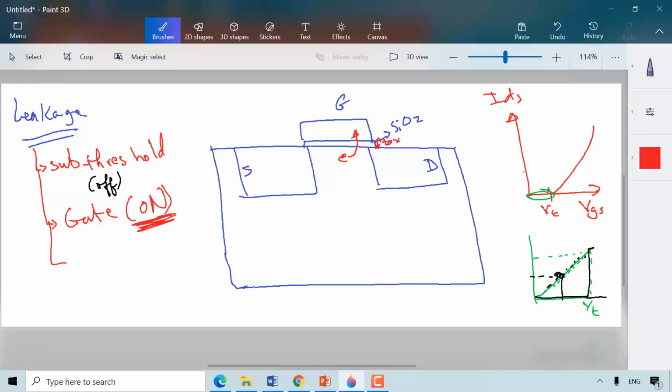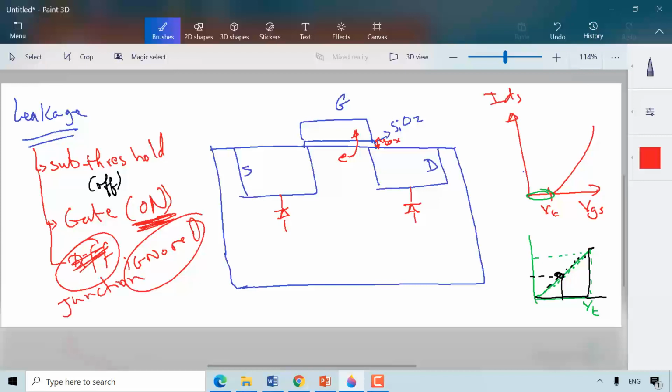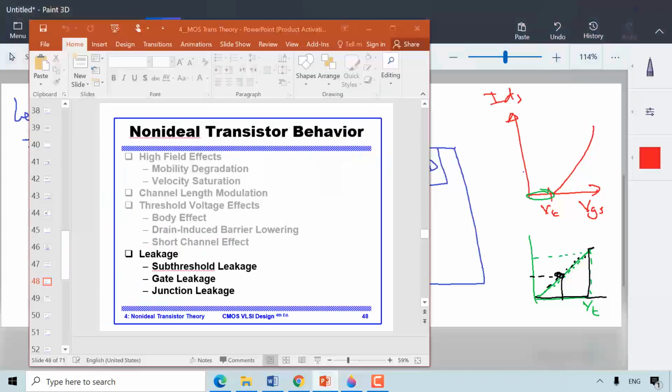And finally, the junction leakage, or the diffusion leakage. Basically these are because of the reverse bias diodes between the source and drain and the P substrate. They are reverse biased PN junction diodes, but there is a current in these reverse bias diodes. Typically this is ignored because of the small amount of current. So this is the junction leakage.